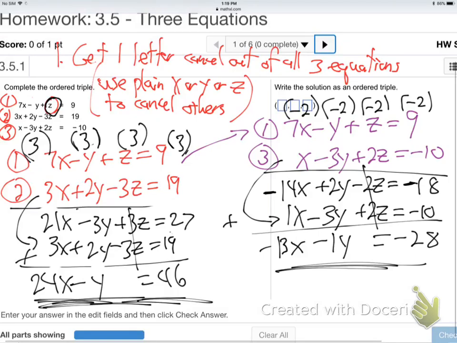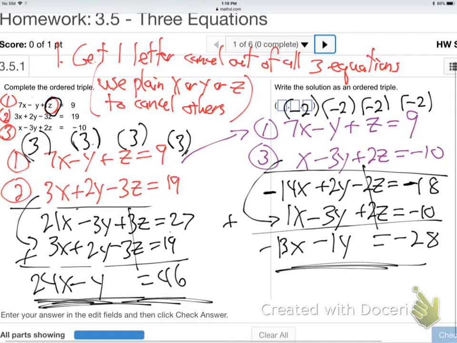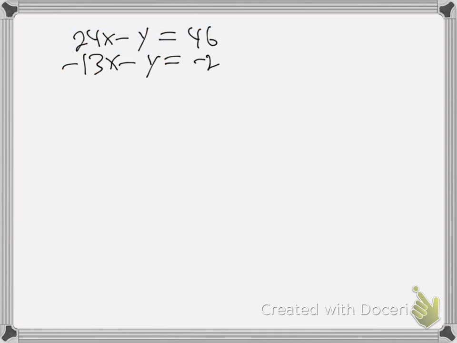Let's bring those over here. So we get 24x minus y, what was the first one? Equals 46. And the second one is minus 13x minus y equals minus 28. So now we have 2 equations with 2 letters. That you've done several times, huh? That I could just go dot, dot, dot on, right? No. Don't do that again. Because you can do the rest, right? You can fill in the dots? No? What would be my next step?